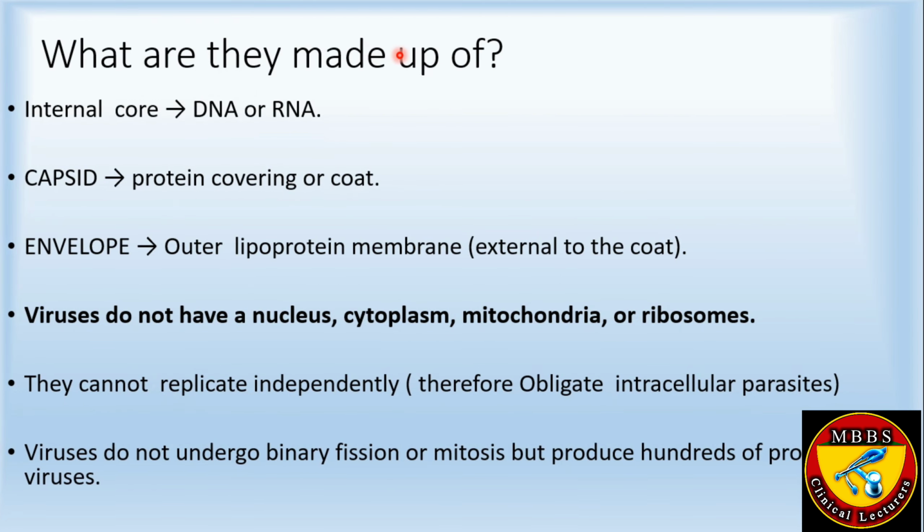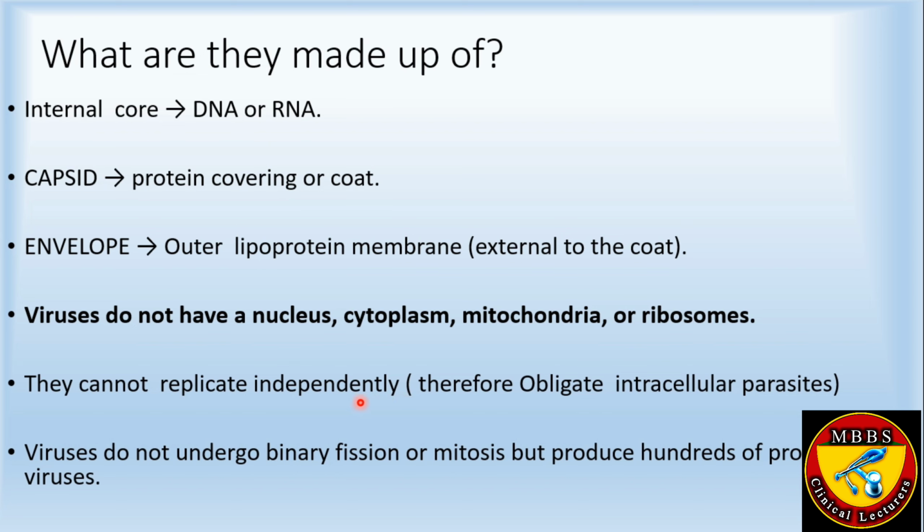Now they are made up of an internal core, which can be either DNA or RNA; the capsid, which is the protein covering or coat over the RNA or DNA; and then there's an envelope, which is the outer lipoprotein membrane, external to the coat. Viruses do not have a nucleus, cytoplasm, mitochondria or ribosomes. They cannot replicate independently, therefore they are known as obligate intracellular parasites.